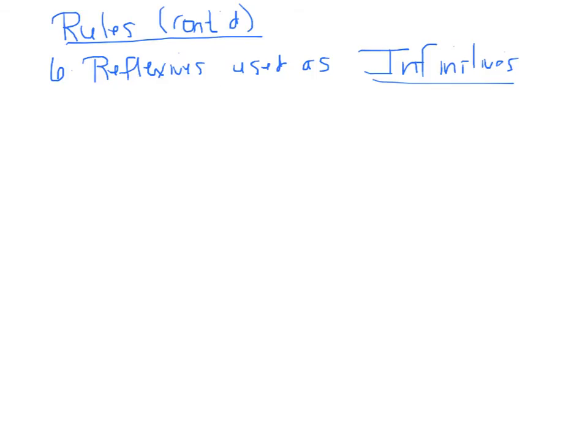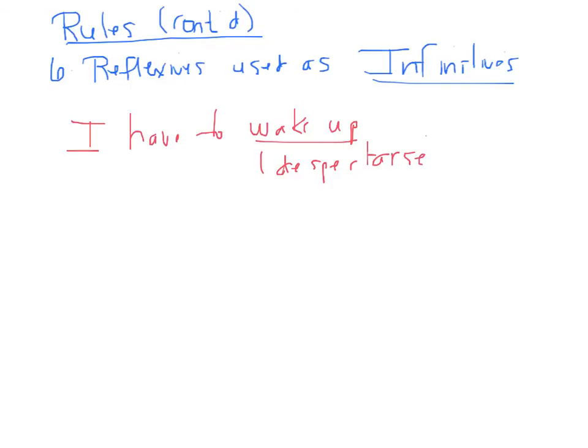The very last rule to be discussed for using reflexives is reflexives used as infinitives. In other words, how are reflexives used when they are not conjugated in a sentence? Like this one. I have to wake up. And the verb to wake up is despertarse. I'm actually going to pause the slide for a moment, and I want you to think about how this sentence might translate over and what might happen to this verb, despertarse.